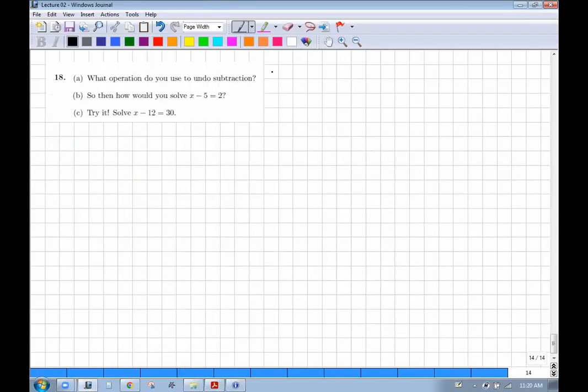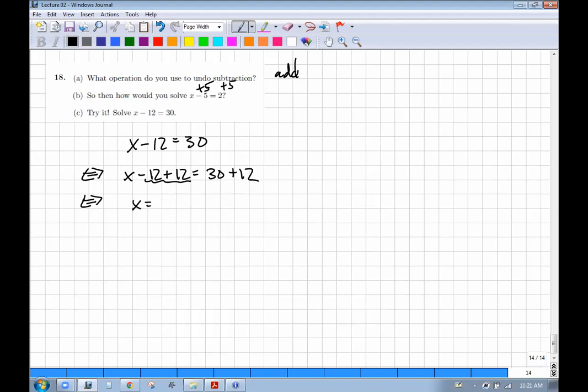How do you undo subtraction? Well, you use addition. So how would you solve x minus 5 equals 2? We would add 5 to both sides. So we're going to try it here. If we have x minus 12 equals 30, this is logically equivalent to the same thing if we added 12 to both sides. Those go away, and 30 plus 12 is 42. So those are showing all the steps. This is exactly the same information as this.